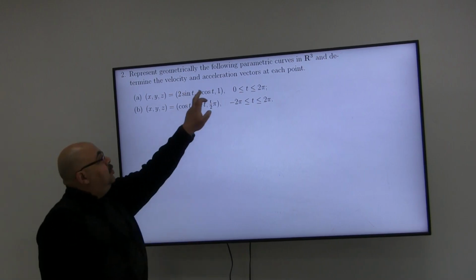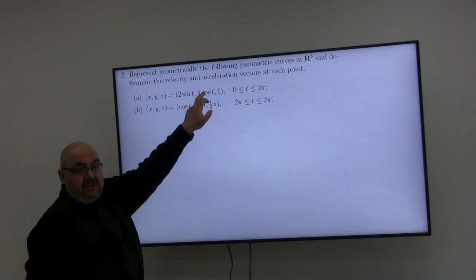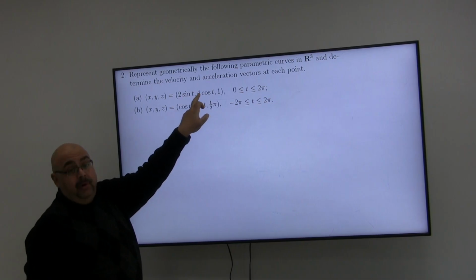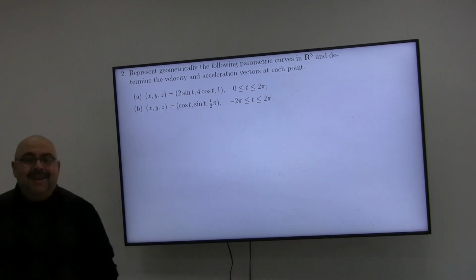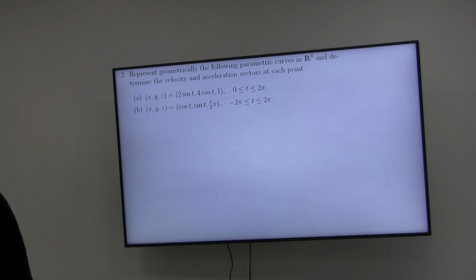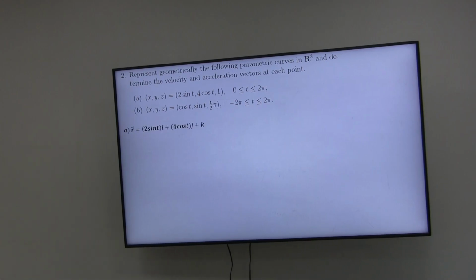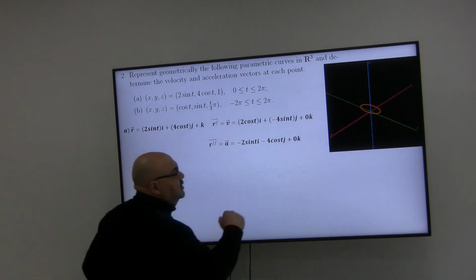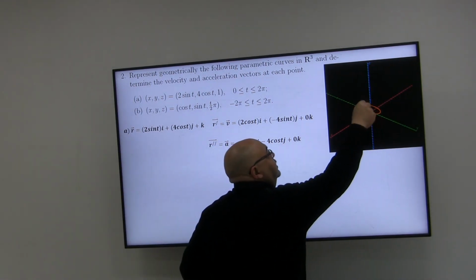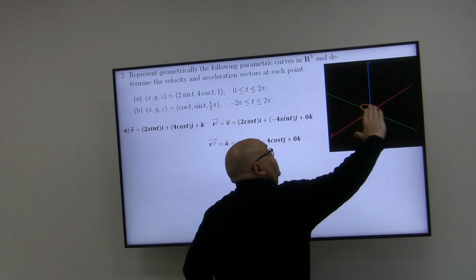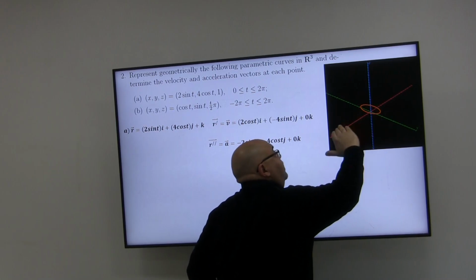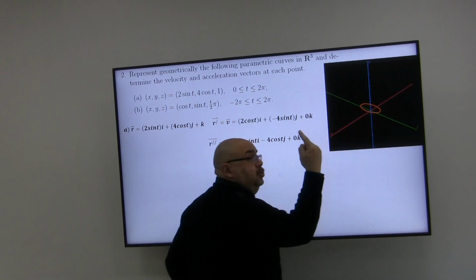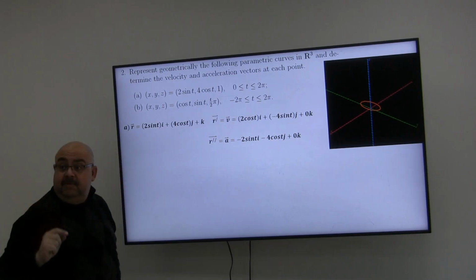This is sine t and cosine t. The radiuses are different. This is 2 and that's 4. So it will give you an ellipse. So if I try to give you the sketch of the first one, I think I've drawn it. Yes, here it is. That's the ellipse. It is an ellipse, but corresponding to the plane where z is equal to 1. Are you with me?